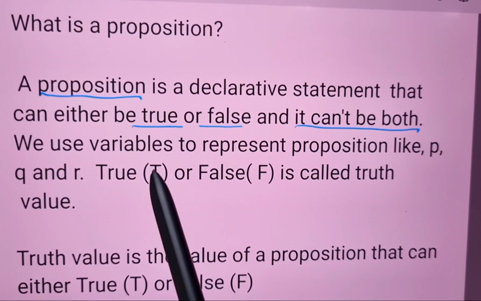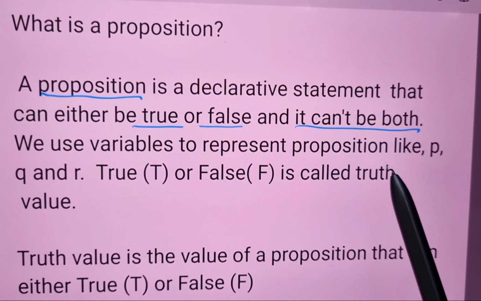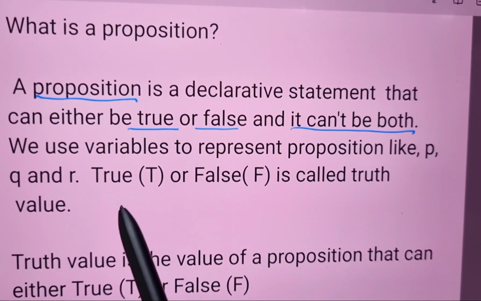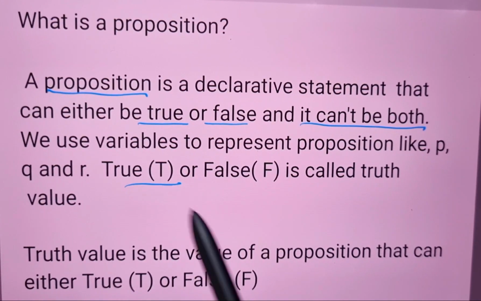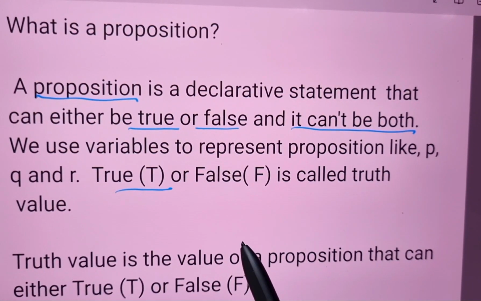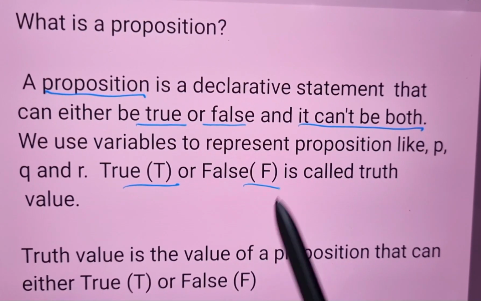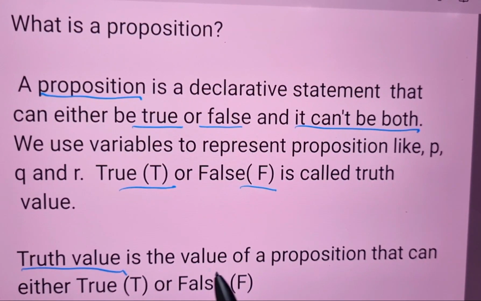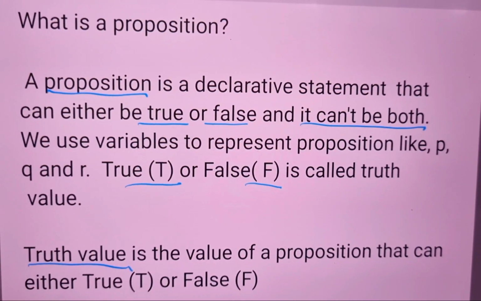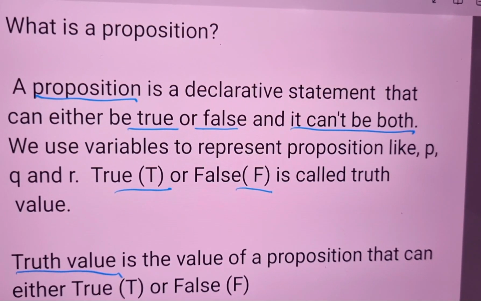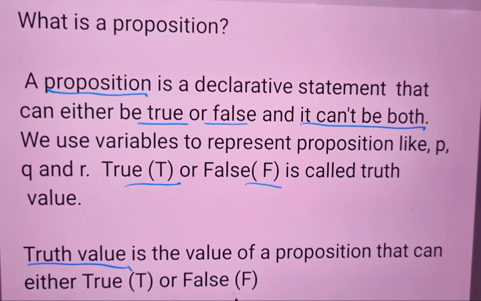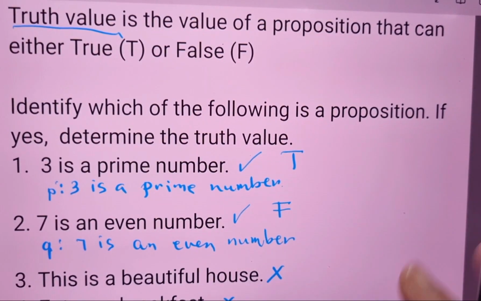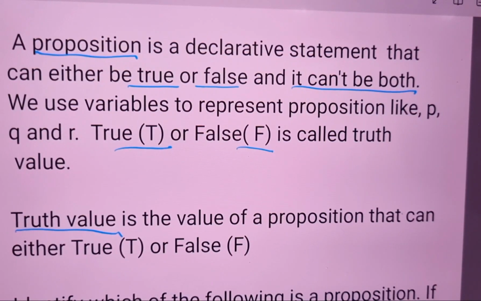Okay, now, we use variables to represent propositions. We use small letters like P, Q, and R. Now, the value of the proposition, if it's true or false, is called truth value. So a truth value is the value of a proposition that can either be true, which we write as capital letter T, or false, which we write as capital letter F.